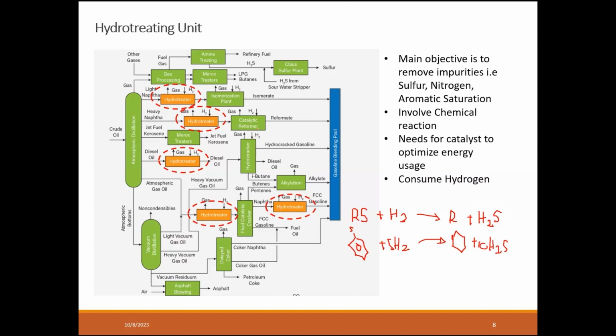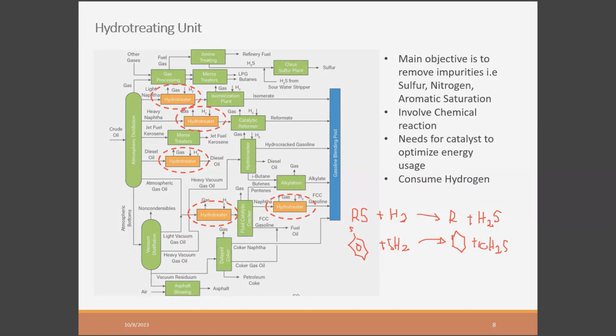And then if the demand is still higher than what this unit can supply, we can have another unit. We call it the hydrogen production unit. So as mentioned, the hydrogen production unit feed is typically natural gas. So natural gas, we convert it to hydrogen, and then the hydrogen will be supplied throughout the refinery unit operations.